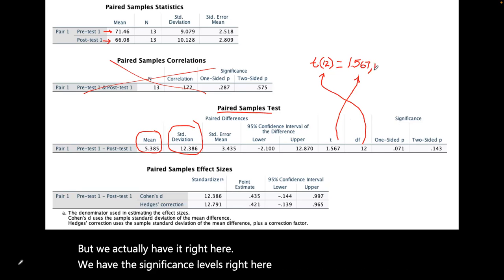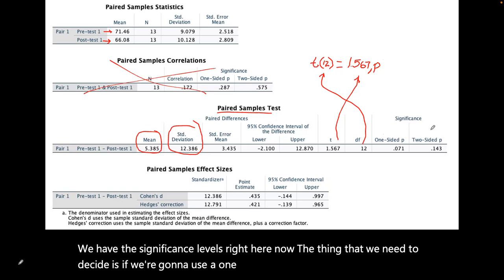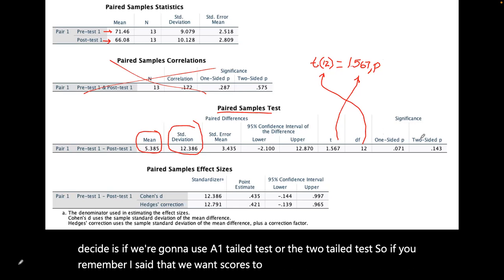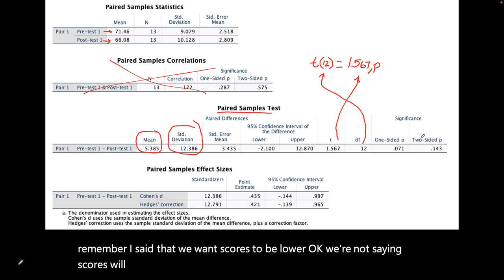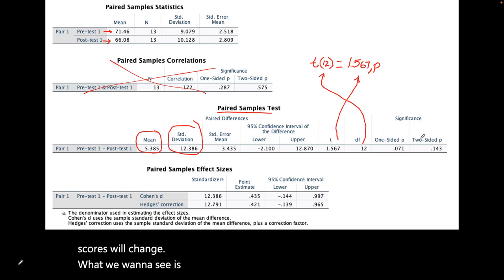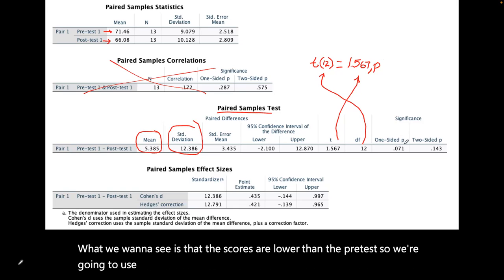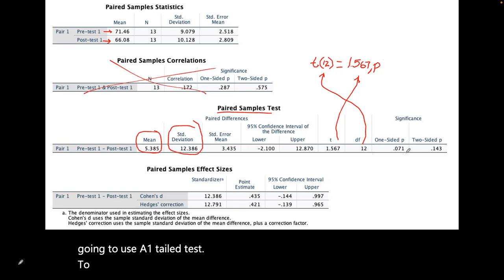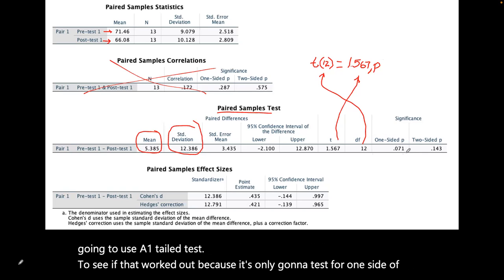Now, the thing that we need to decide is if we're going to use a one-tailed test or the two-tailed test. So if you remember, I said that we want scores to be lower. We're not saying scores will change. What we want to see is that the scores are lower than the pre-test. So we're going to use a one-tailed test to see if that worked out, because it's only going to test for one side of the distribution.